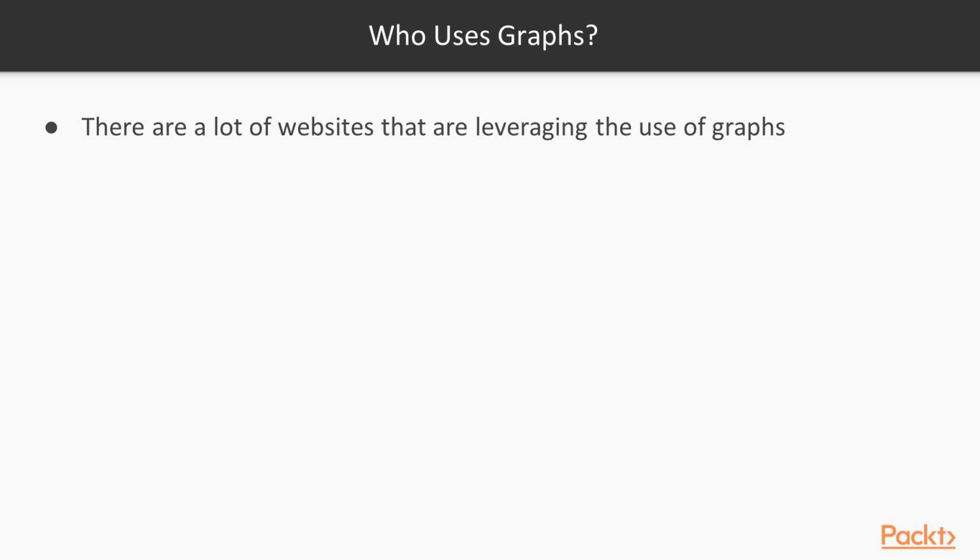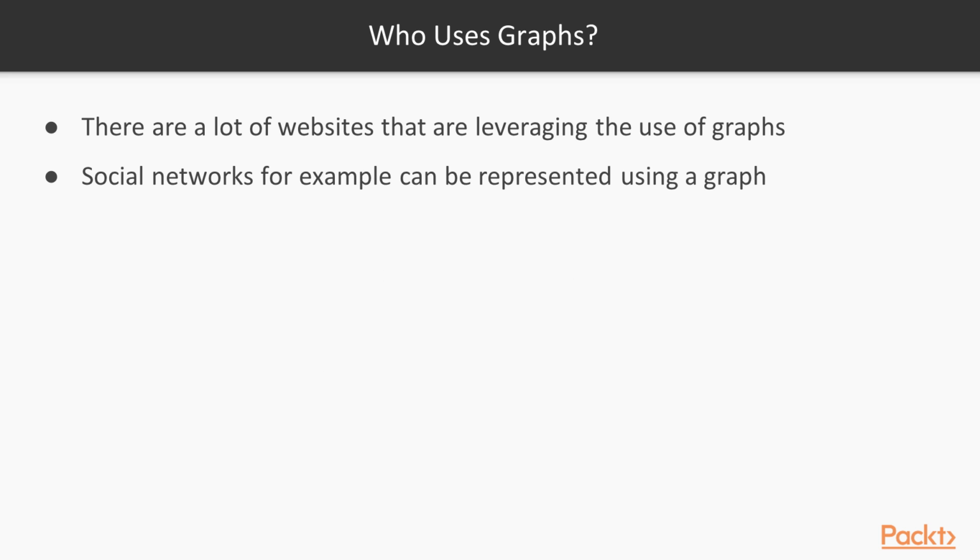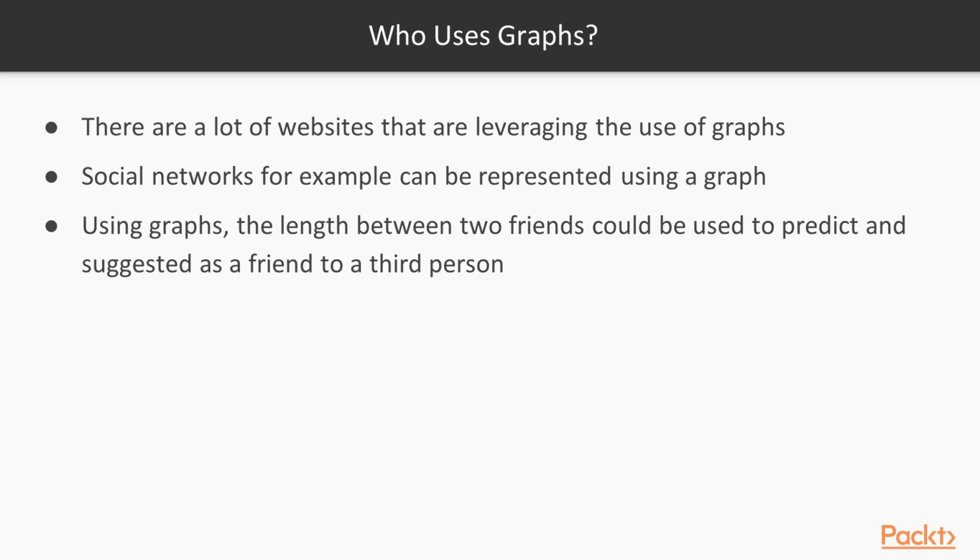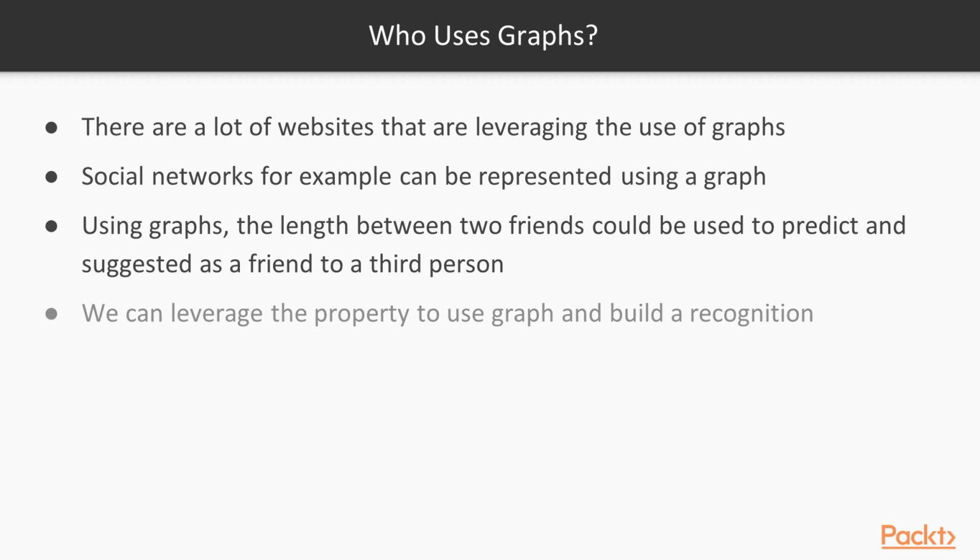There are a lot of sites on the web that are leveraging graphs. For example, in social networks. A whole social network on, for example, Facebook or Google Plus could be represented as a graph, because I can have a friend and that friend has a lot of different friends. So we can construct a graph, and the number of steps in that graph, the length between me and some friend of my friend, could be used to predict if that friend could be suggested as my friend. So we can leverage that property to use a graph and build our recommendation engine.